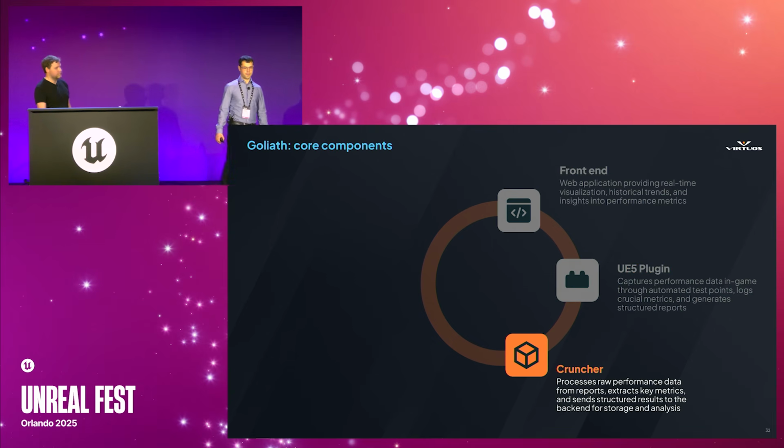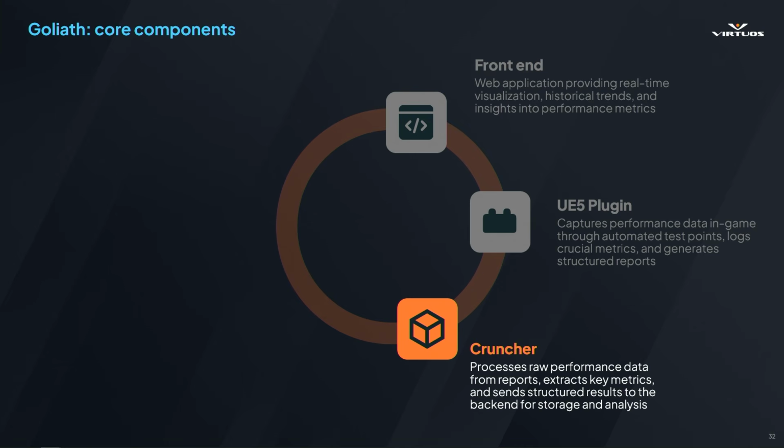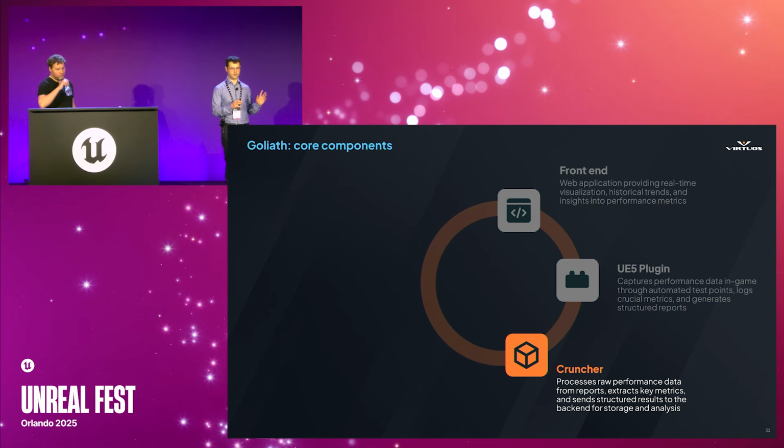Then we've got the cruncher. This is the bridge between the Unreal Engine ecosystem and the external processes. It takes the raw captures of data and turns it into structured data. This is a C# standalone executable that automatically organizes key metrics such as the frame time fluctuations, memory usage trends, rendering performance bottlenecks, etc. It ensures that performance data is quickly processed and ready for visualization in the front end.